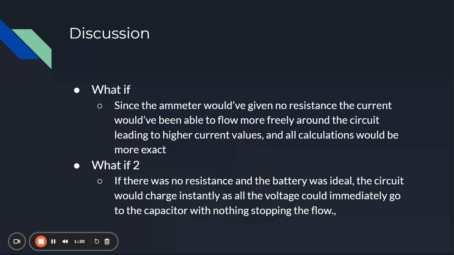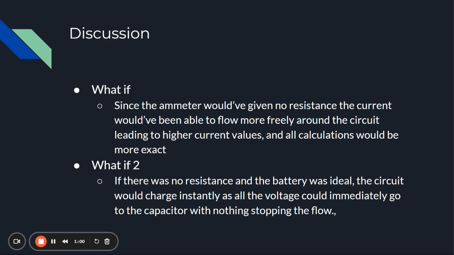So what if, instead of doing it in real life, we did it in a physics modeling engine? Well, we know that the ammeter would have given no resistance because it would have been perfect, and therefore the current would have been able to flow more freely around the circuit, leading to higher current values, and the calculations would be more exact.